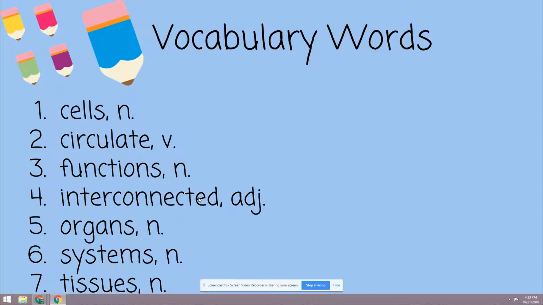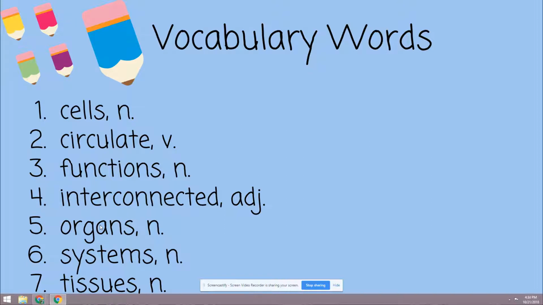Number 4, interconnected. That is an adjective. Interconnected means having connections or things that are related to one another. An example, the house's electrical system and heating system are interconnected. So if the power goes out, the heating system will not work.